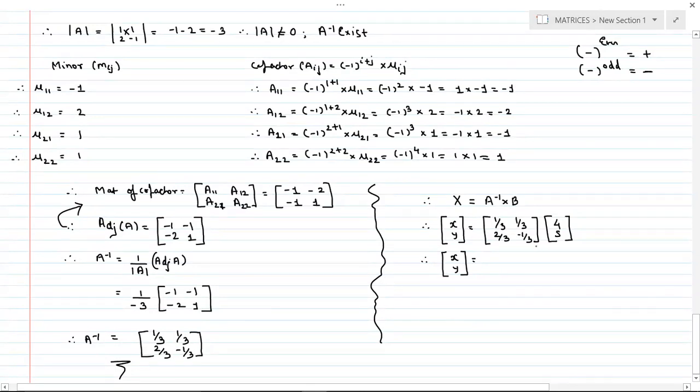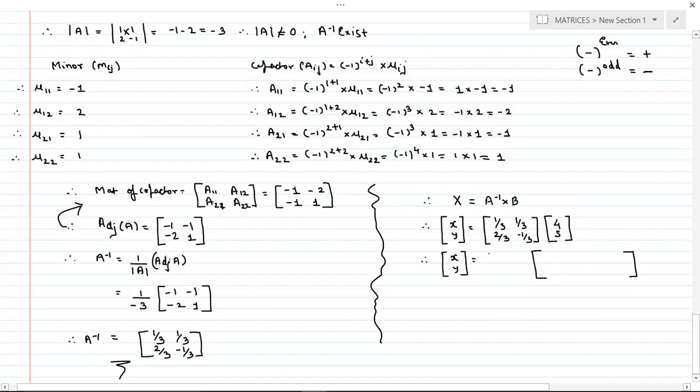First, check the order of the first matrix. The order of the first matrix is 2 into 2, and the order of the second matrix is 2 into 1. Clearly we can see that the second number of the first and the first number of the second are the same. So yes, of course, we can multiply these two matrices. The final answer will be in the form of 2 into 1, so there will be 2 rows and 1 column.